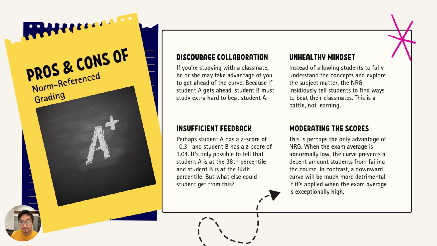In contrast, if the curve is applied in the opposite direction, where the average is 95% or 90%, it will be much more detrimental. It's like you have 95% and you get a C.